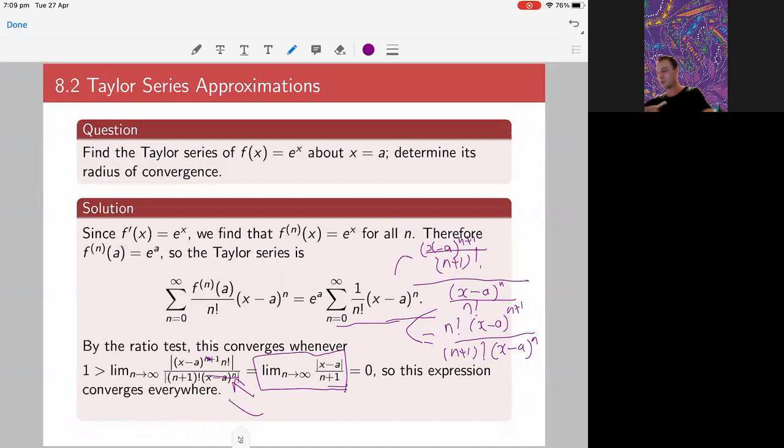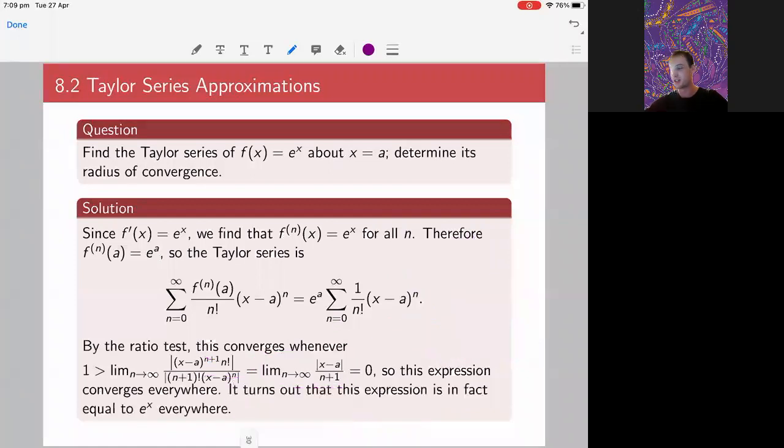Another casual way of saying this is the radius of convergence is infinity. That's a correct way of saying it. I guess it's slightly weird to say a radius, which is a real number, is infinity, but you get the idea here. The radius of convergence is infinity.